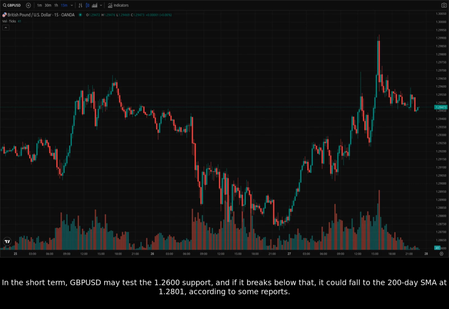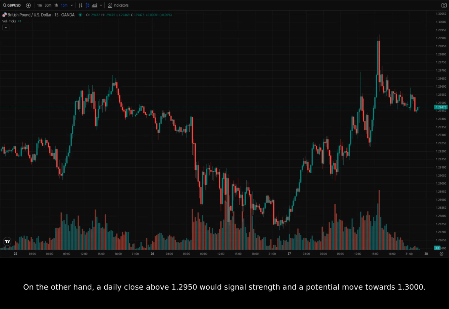In the short term, GBPUSD may test the 1.2600 support, and if it breaks below that, it could fall to the 200-day SMA at 1.2801, according to some reports. On the other hand, a daily close above 1.2950 would signal strength and a potential move towards 1.3000. Given Trump's tariffs and the UK's slow growth, the pair faces downward pressure in the long term.